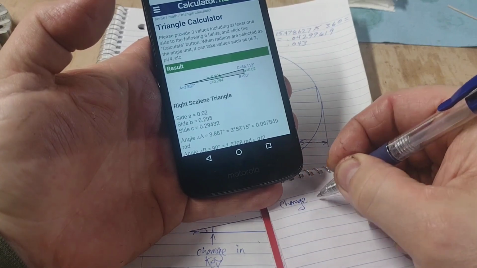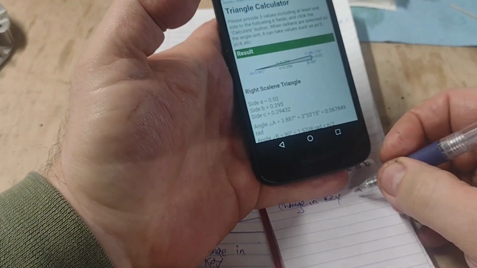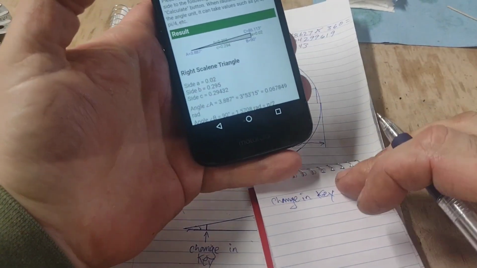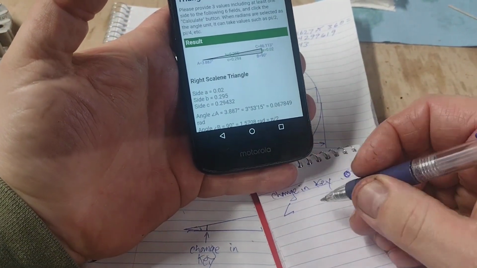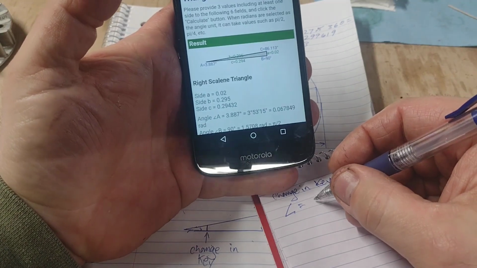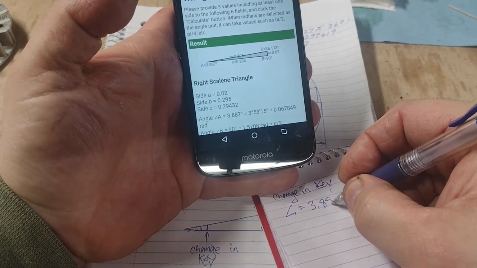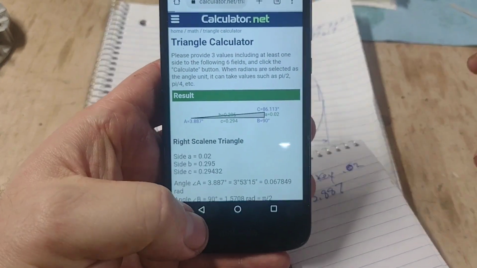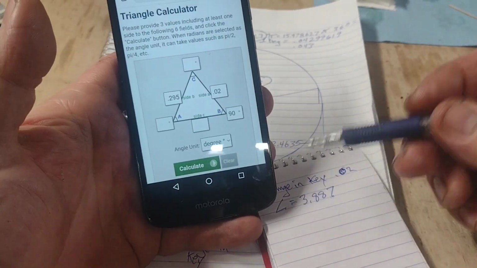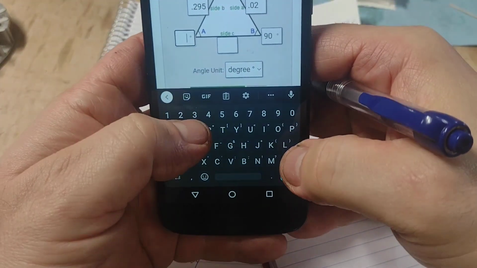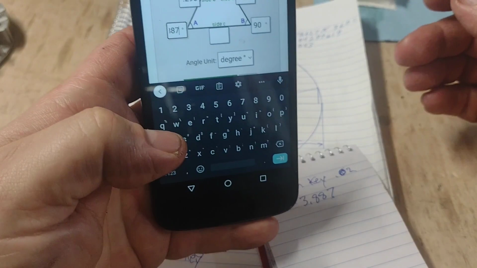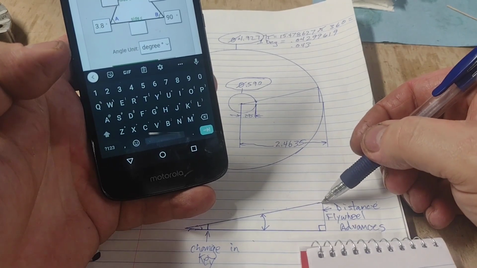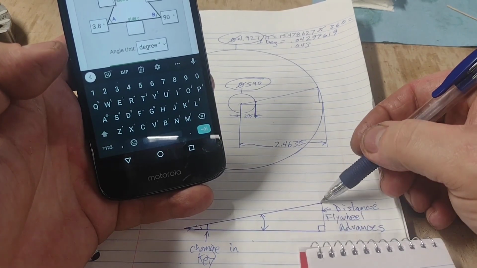Let's write some of this down. Change in key, 20 thousandths. So the angle equals 3.887. So now we're going to take that angle. We're going to go back to our triangle calculator. Now that was angle A. Let's plug that in there, 3.887. So side B is our hypotenuse. We need the hypotenuse of this triangle now. We need to find this distance right here.